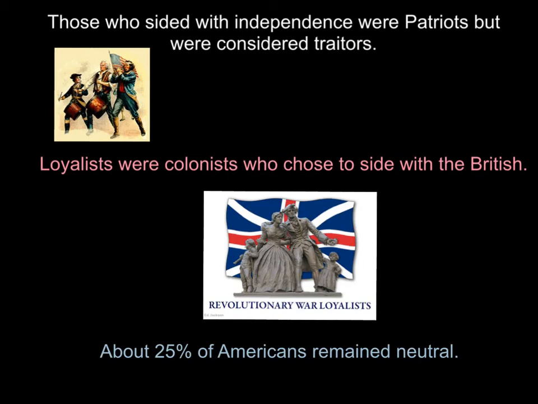The Loyalists were colonists who chose to side with the British. About 25 to 35% of the colonists were Loyalists. And the rest of them just remained neutral. They didn't choose a side, so that was about 25%.